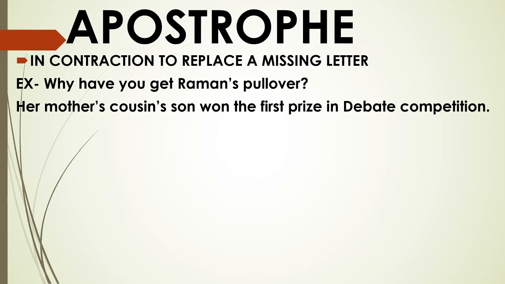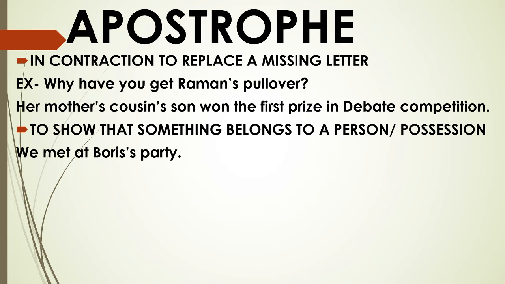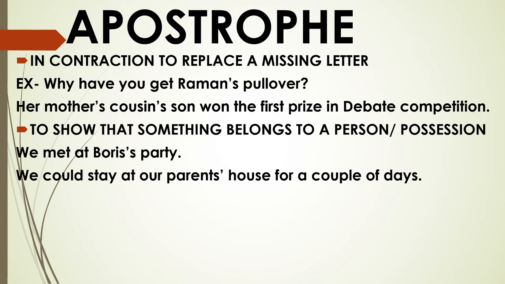Apostrophes are also used to show that something belongs to a person. That means for possession. For example, we met at Boris's party. Or, we could stay at our parents' house for a couple of days. Now, you must be wondering why in the previous example I pronounced that S that has been put after the apostrophe mark, but in the second example, I didn't.